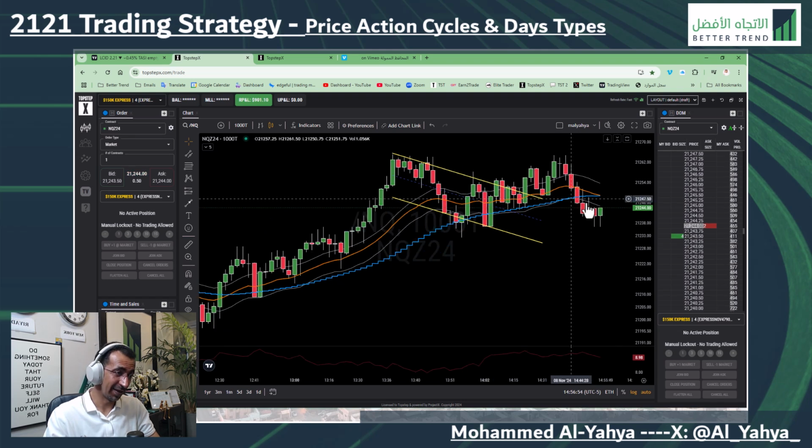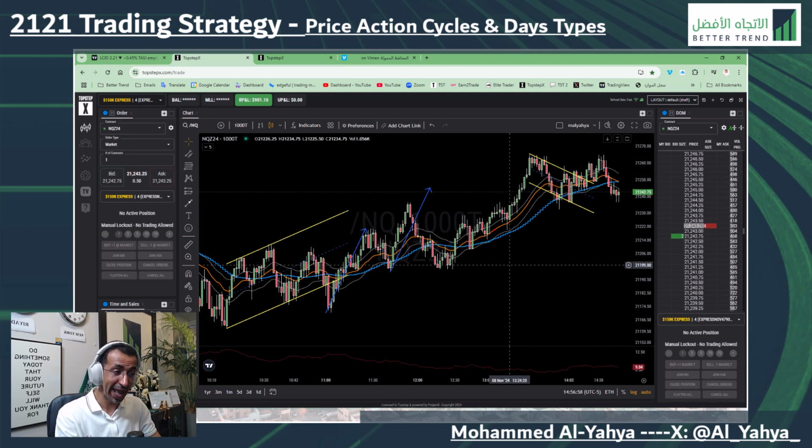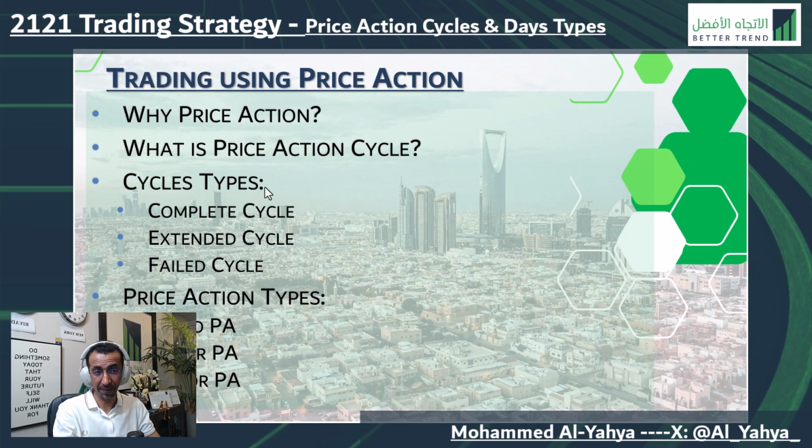But until the sellers take control, if you're still a buyer, you should play that range until sellers take the control. Playing the range: buy the low, sell the high. So this is what would explain the price action cycle. Channel, break, leg 1, leg 2, trading range, reversal.